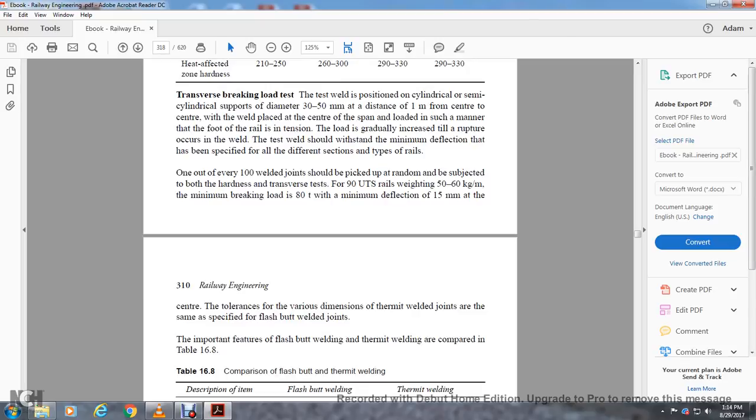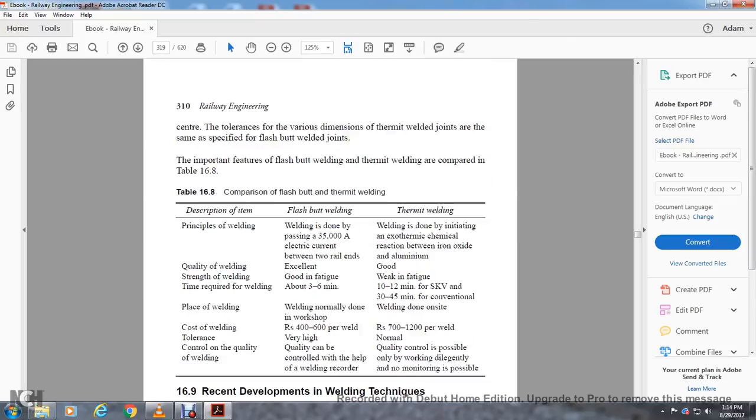The important features of flash butt welding and thermite welding are compared in 16.8. Principle of welding: the welding is done at a pressure with about 35,000 amps of electrical current passing between the two rail ends.